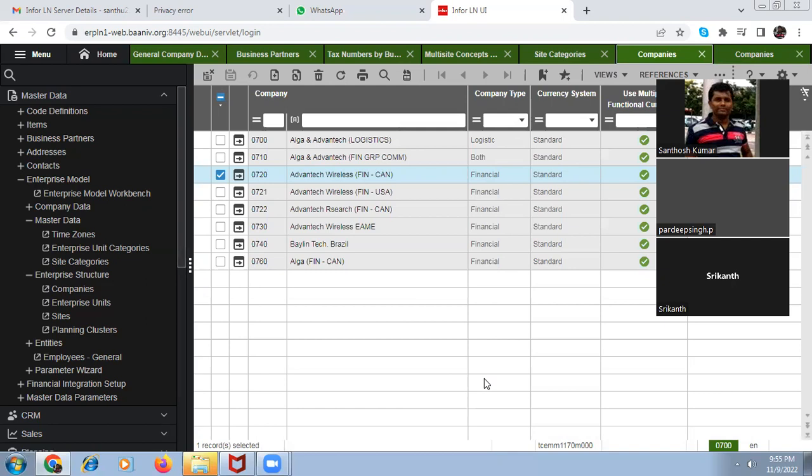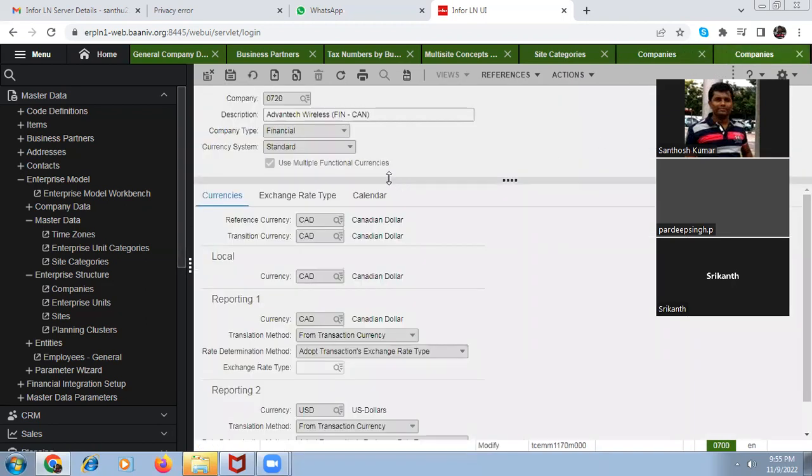What is the importance of this checkbox, use multiple functional currencies? Every company nowadays globally will use multiple functional currencies. If you use a single currency system, then only it won't take it. But if you use any kind of standard, dependent or independent currency system, this will use multiple functional currencies. In financials there will be multiple currencies across the globe, so all those currencies can be used in LN. But if you create your currency system as single, then they cannot use this.